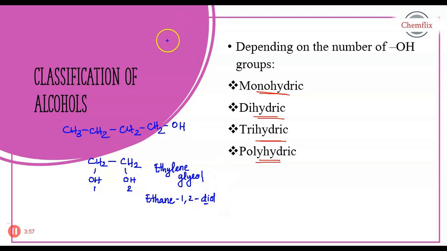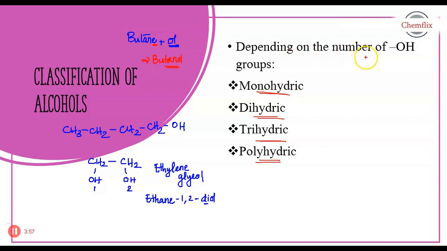Okay, about the naming, ol is the suffix we need to add to an alkane. For example, if I take butanol, then the name will be butane plus ol, and we have to remove the terminal E, and the name you will get is just butanol, B-U-T-A-N-O-L, butanol.